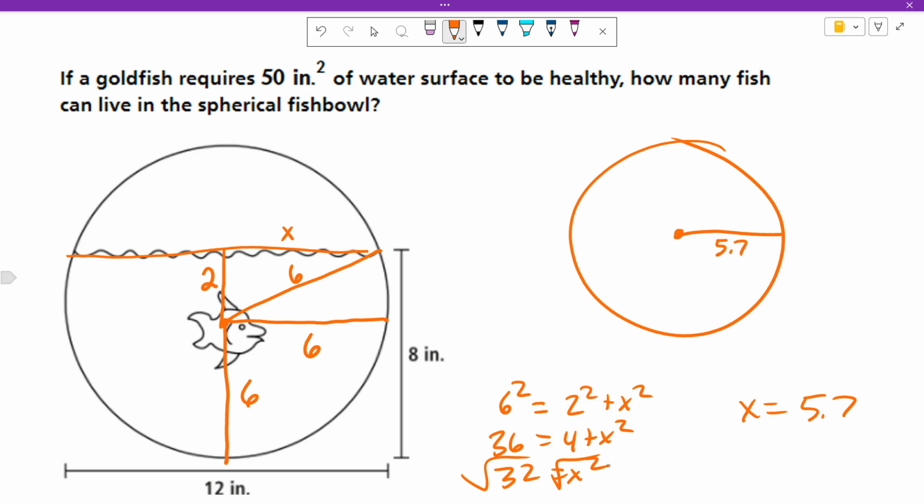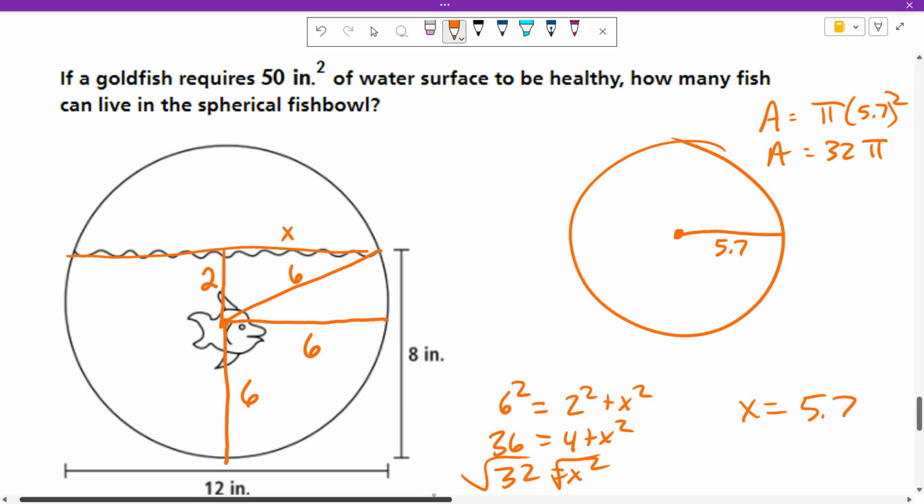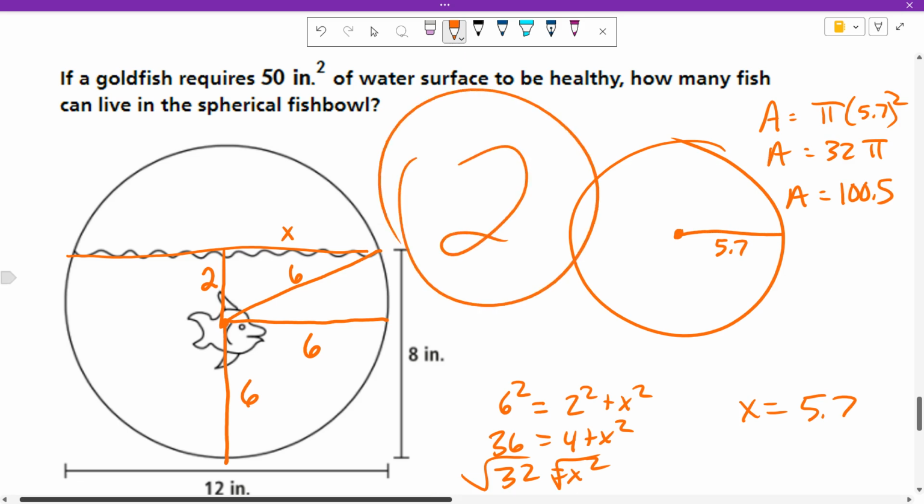To find the area of a circle is pi r squared. Well, if x is 5.7, if you square it, it's 32, right? So the area is 32 pi, because the square root of 32 is 5.7, so 5.7 squared is 32. Take 32 times 3.14. What do you get? How many fish can live in there? 2. 2 fish.